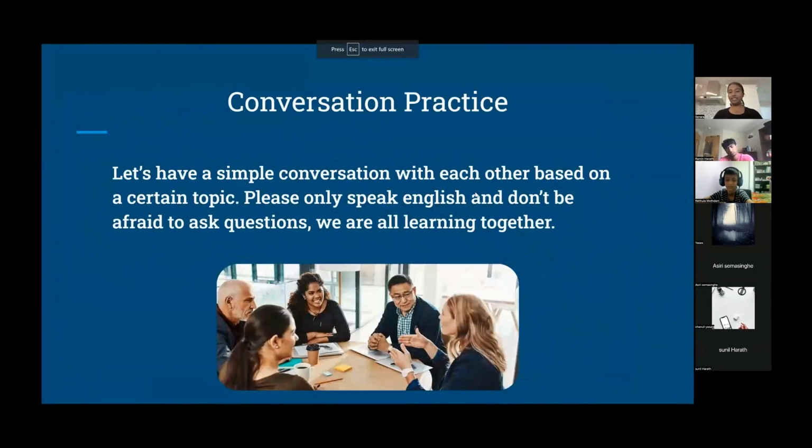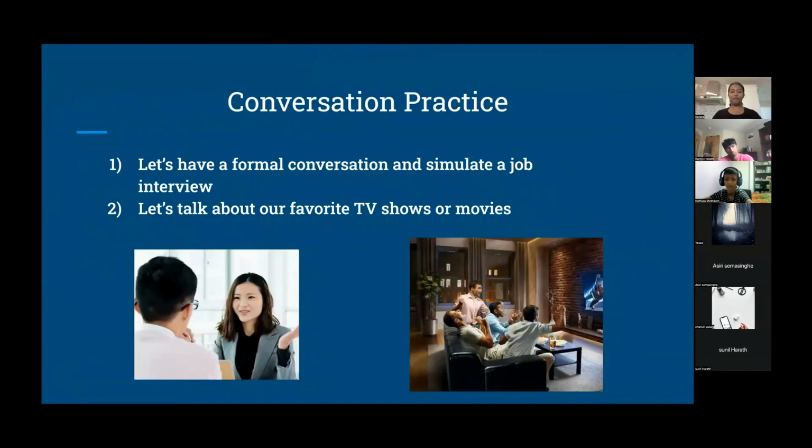But next week we're going to go over having a formal conversation, and we'll simulate having an English job interview with each other. I'll choose the job that you will be applying for. And then we're also going to talk about our favorite shows and movies next week.